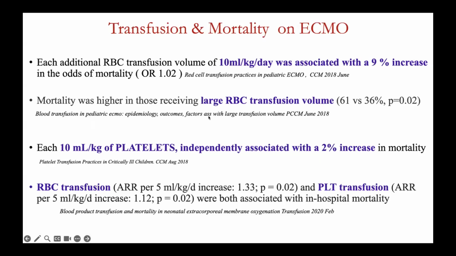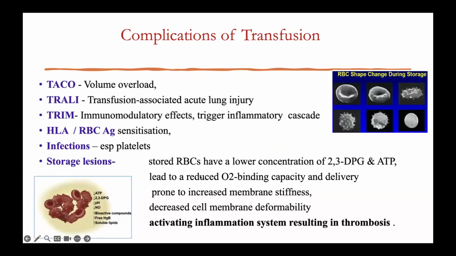Now, you could argue that maybe these were sicker patients, but even after excluding these confounding variables, they found a direct relationship to RBC transfusions. Even platelets were independently associated with a 2% increase in mortality, and similar in other studies. So what are the complications of transfusion? Why should we think twice before giving all these blood products? They can cause volume overload.